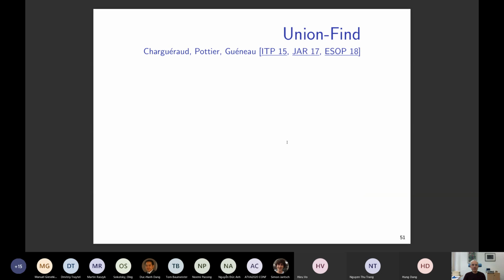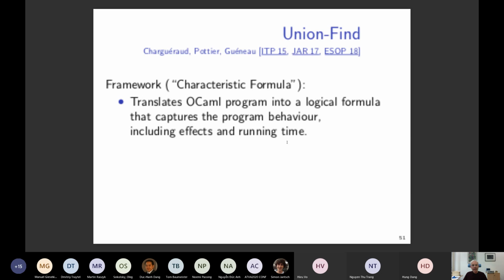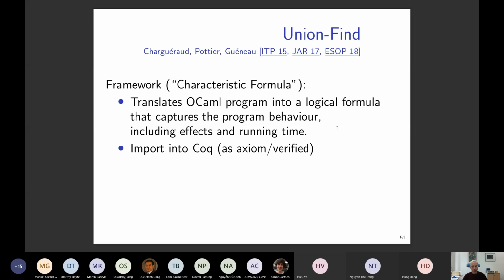Another very fundamental and very interesting algorithm is the union find data structure, and Charguéraud, Pottier, and Guéneau, in a sequence of papers, managed to verify this completely, meaning they verified it in a specific framework, Charguéraud's characteristic formula framework. And the approach there is that you translate the OCaml program that you want to verify into a logical formula that captures the program behavior, including the effects and including the running time. And then starting from that formula, which you import into Coq, either as axiom or also recently verified, you then verify the program in Coq, that is starting from that axiom. You verify the properties of the program that you want to verify.